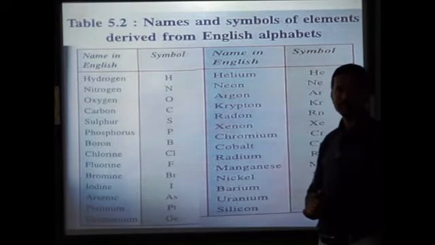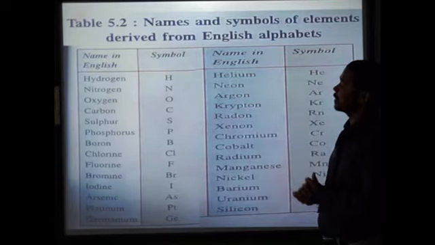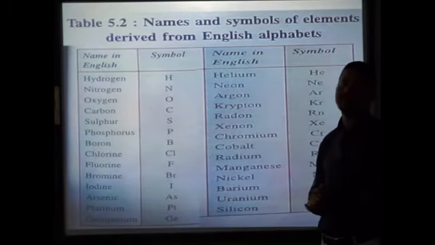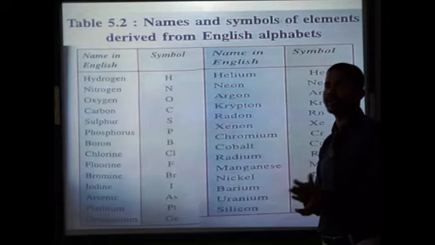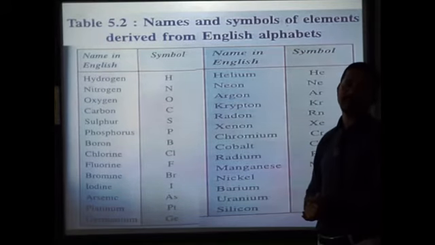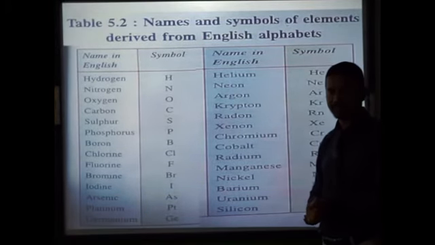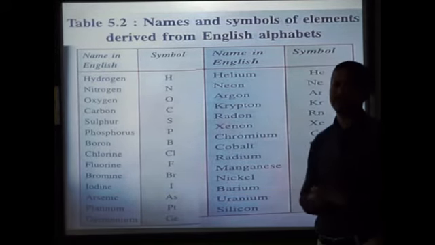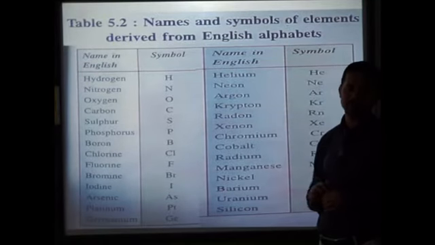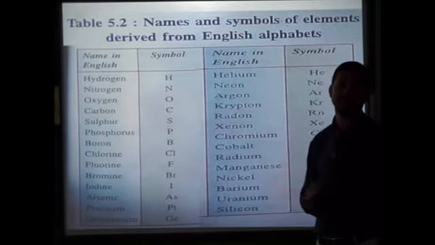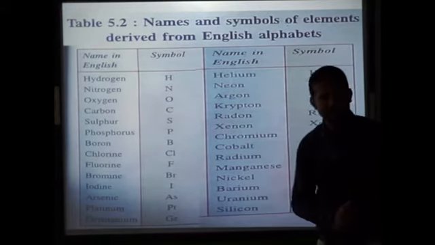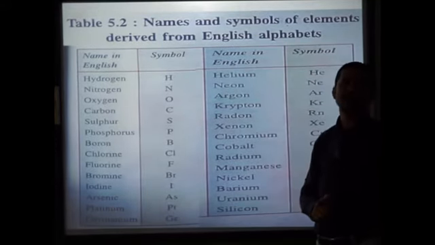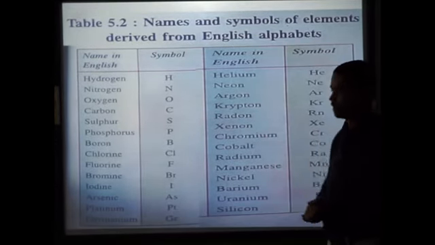And my dear students, you make these tables 5.1 and 5.2 in your copy and learn. Because without learning the symbols, you cannot do anything in chemistry. These symbols are like the alphabets of English. So without knowing the alphabets in English, you cannot write words. Similarly, without knowing the symbols, you cannot write compound or molecular formulas.